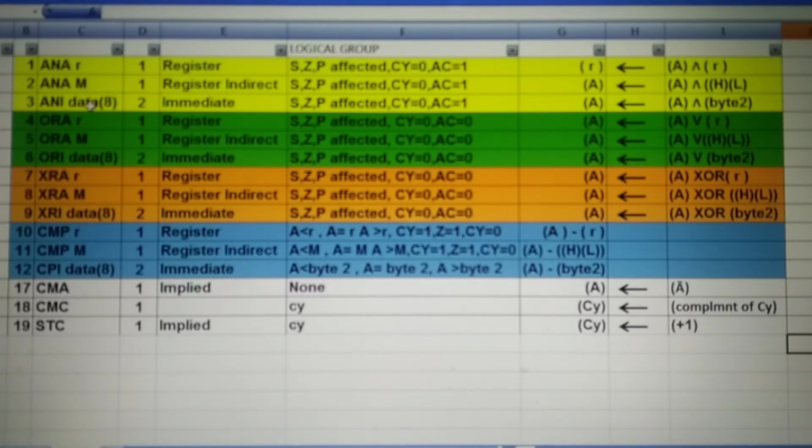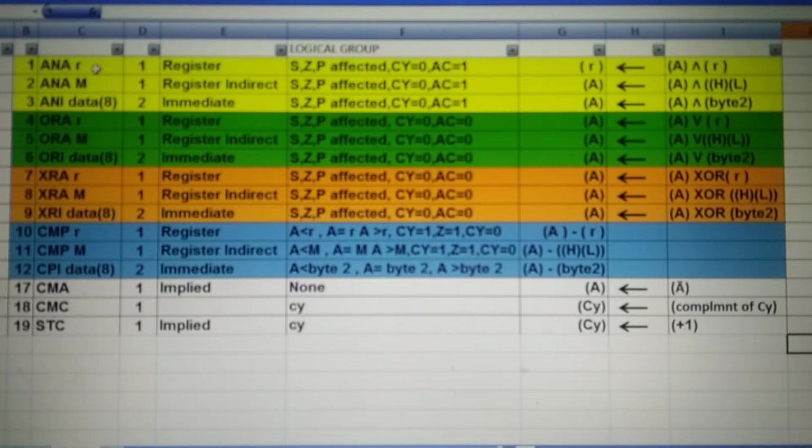Same instructions are repeated for the OR group also. ORA R, M and data, that is for register, memory and byte 2. For exclusive OR also register, memory and byte 2. For compare also register, memory and byte 2.